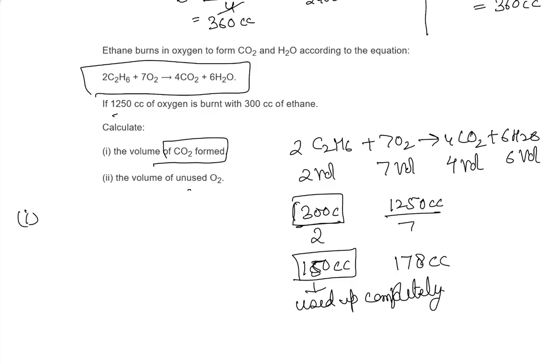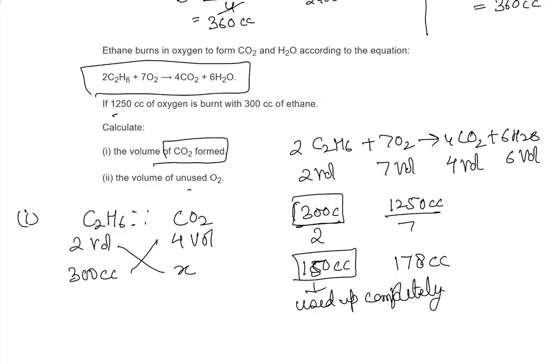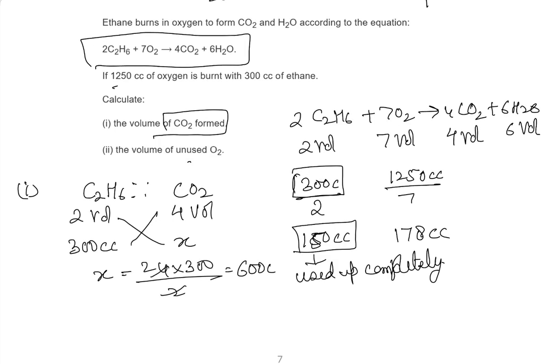So let's do the first one here. The volume of carbon dioxide formed will depend upon the C2H6. So C2H6 is to the volume of carbon dioxide. In my balanced equation, 2 volumes produce 4 volumes, or technically you can say it is getting doubled. 2 volumes produce 4. So I have 300 cc. How much will it produce? You can call it x. So x will be 4 into 300 by 2. It is times 2, which is 600 cc. So you got this 1-mark question.